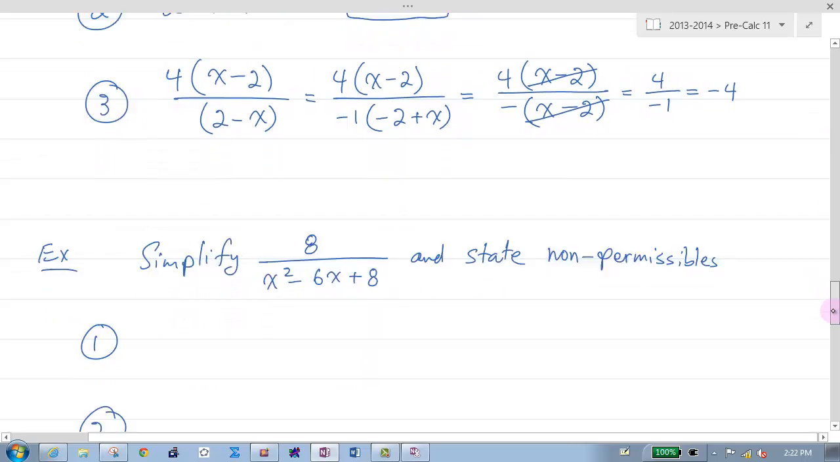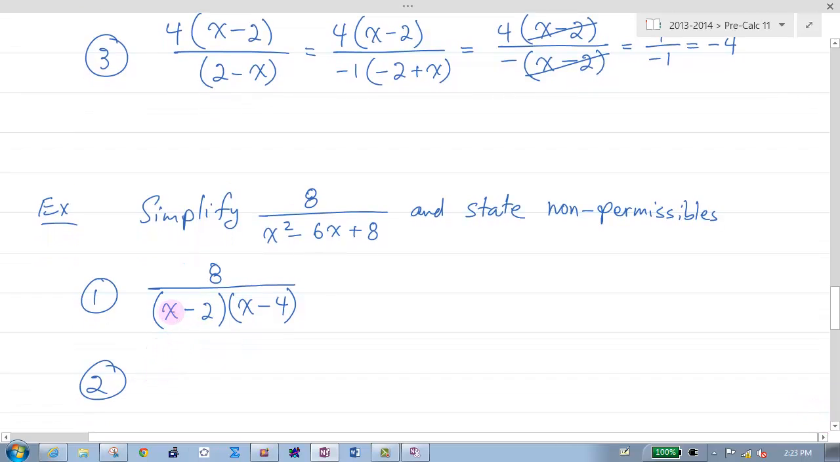Now, we want to simplify and state the non-permissible values of this rational expression that we have. It's 8 over x squared minus 6x plus 8. Okay, we need to factor the numerator and the denominator. The numerator, I can't really do anything to it, right? But can we factor the denominator? What two numbers multiply to make 8 and add up to -6? -2 and -4, right? So we have it in factored form.